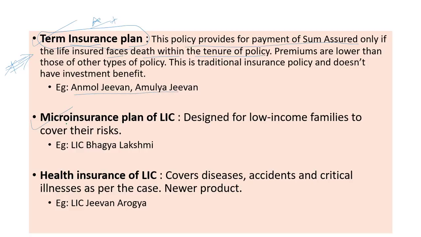Now micro insurance is simple, designed for low income families to cover their risk. This is what you need to know for micro insurance. Health insurance, obviously these are health policies to cover your illnesses, to cover your critical illnesses. When you take this policy, there will be some terms and conditions, and the diseases will be mentioned, and the terms of payment will be mentioned. It covers diseases, accidents, critical illnesses, etc.